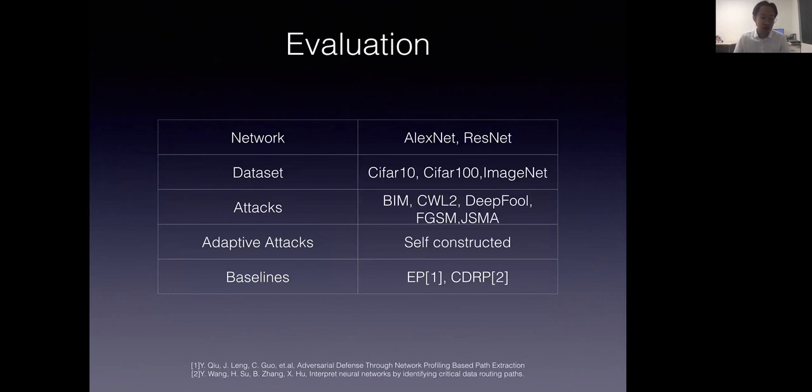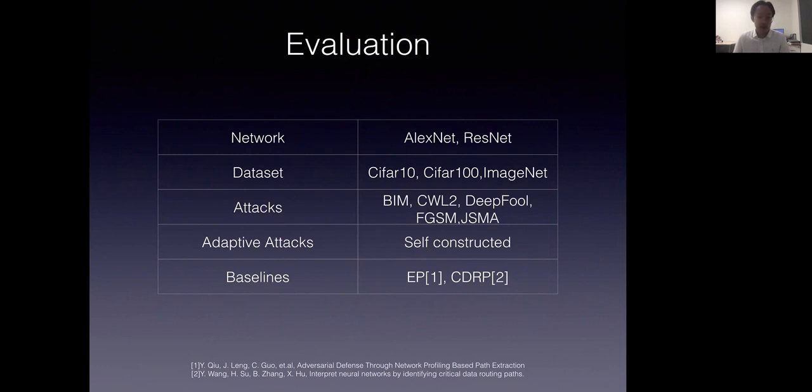Next, we will show the results of Ptolemy. We did our evaluation on multiple networks, including AlexNet and ResNet. We also open source our code and provide scripts to test VGG and MobileNet. Please refer to the GitHub repo for more information. We use CIFAR10, CIFAR100, and ImageNet as our datasets.